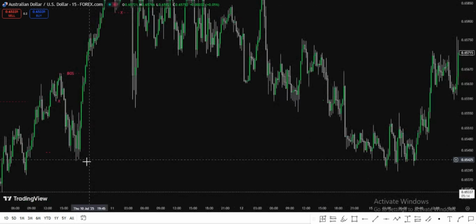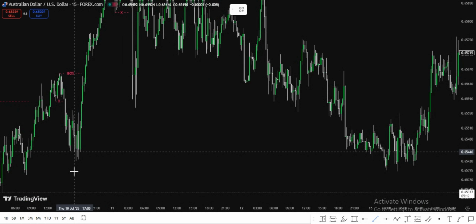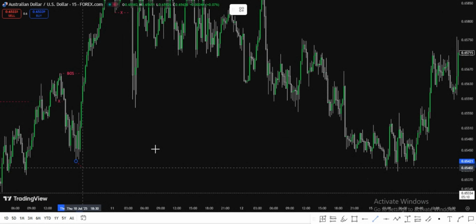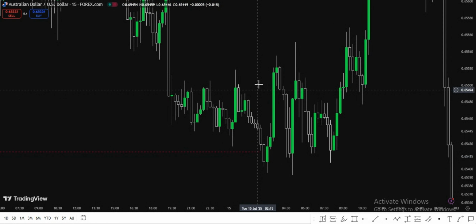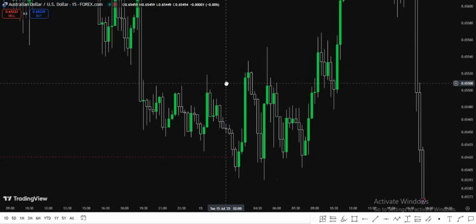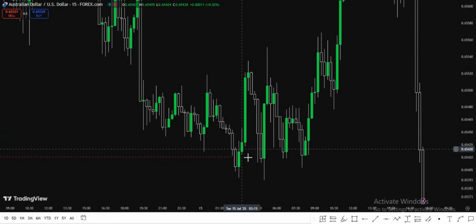So here we have a change of character or market structure shift. After the change of character, where is our inducement? Our inducement is here. Why? Because this is a candle high protected by all of these candles, and this candle took out this candle high.